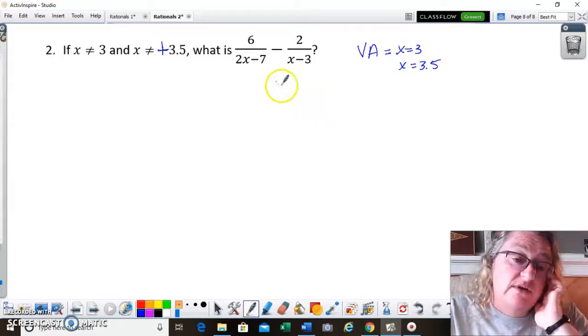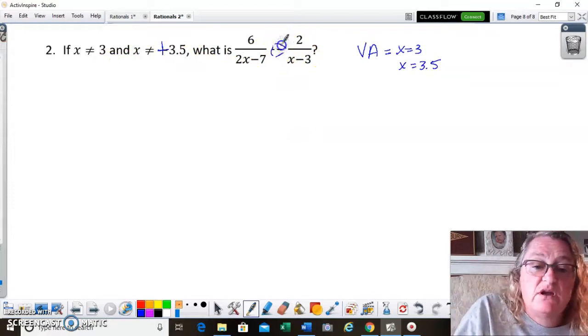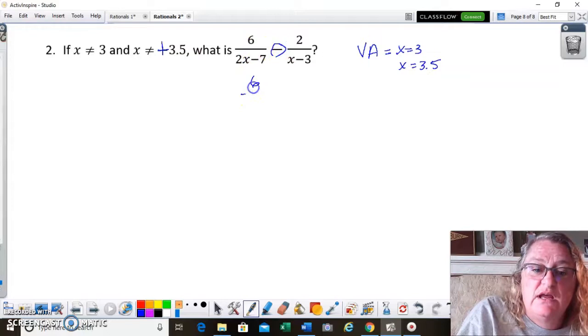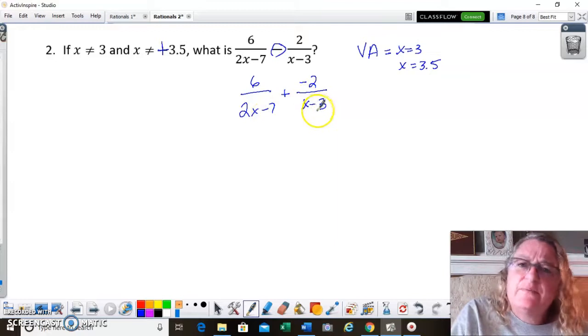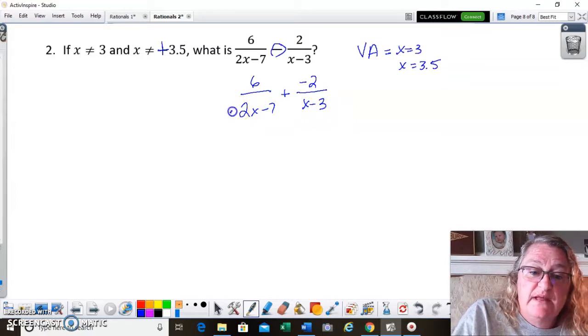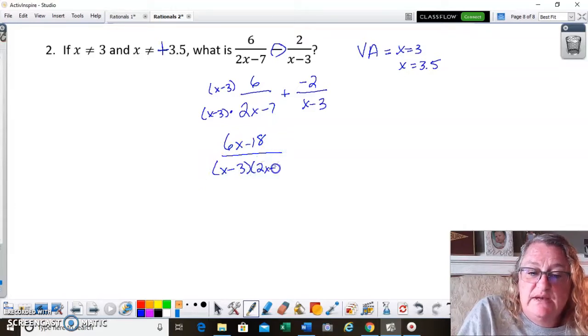Okay, so now that I understand what the statement is saying, I can go ahead and do my subtraction. Remember, what's going to happen with that subtraction is I'm going to change it to an addition problem by attaching that negative sign to the 2. Okay, so there's nothing that can be simplified really here right now, so I'm just going to work on getting a like denominator. So I'm going to multiply the top and bottom over here by x minus 3. So that gets me 6x minus 18 over x minus 3 times 2x minus 7.